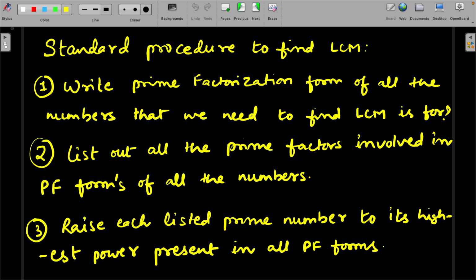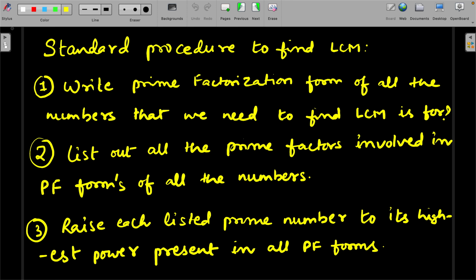So let's start. In the first step, what we have done in our example: first we found out the prime factorization form of all the numbers that we need to find the LCM for. So the same thing we have written here. Whatever the numbers that we want to find LCM for, we have written the PF form of those numbers.